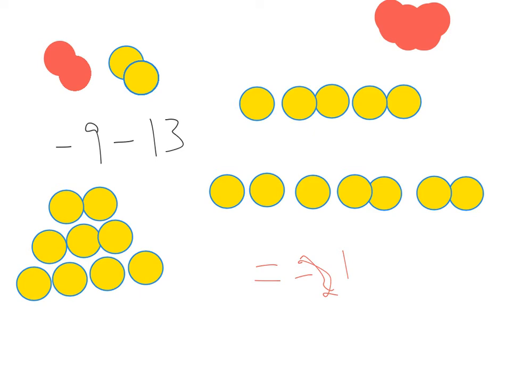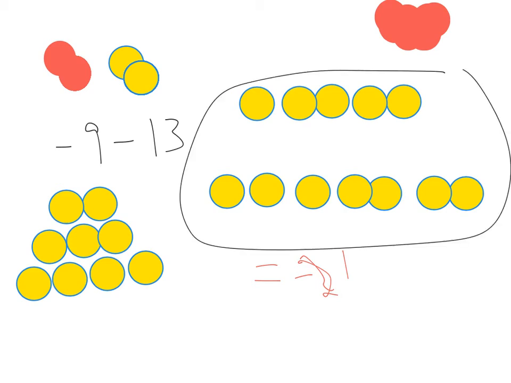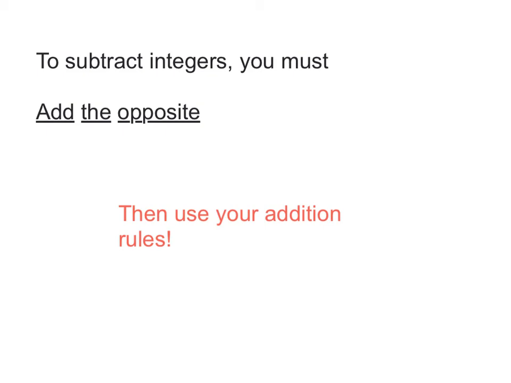So, what's happening here? If you look at what we're doing in this problem, we are subtracting positive 13, but what we really ended up doing is we really ended up adding negative 13. So, to summarize this, to subtract 2 integers, instead of trying to do subtraction where lots of mistakes happen, what we're going to do is we're going to add the opposite. Then we can use our addition rules.